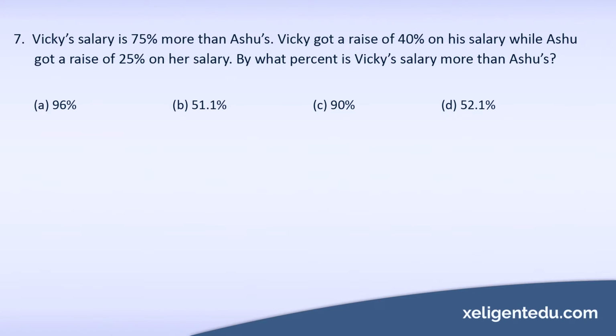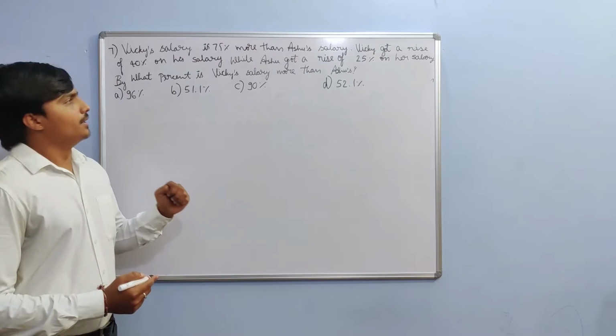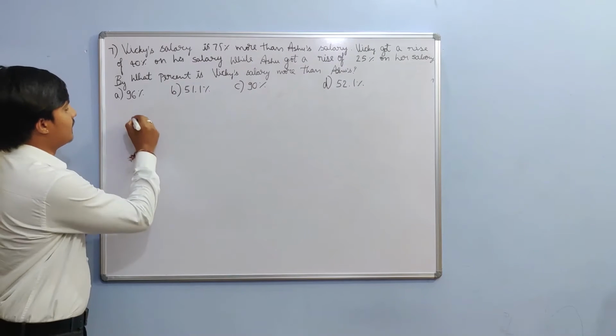Vicky's salary is 75% more than Ashu's. Vicky got a rise of 40% on his salary, while Ashu got a rise of 25% on her salary. By what percent is Vicky's salary more than Ashu's? Option A 96%, option B 51.1%, option C 90%, and option D 52.1%. Now let's assume Ashu's salary be 100.